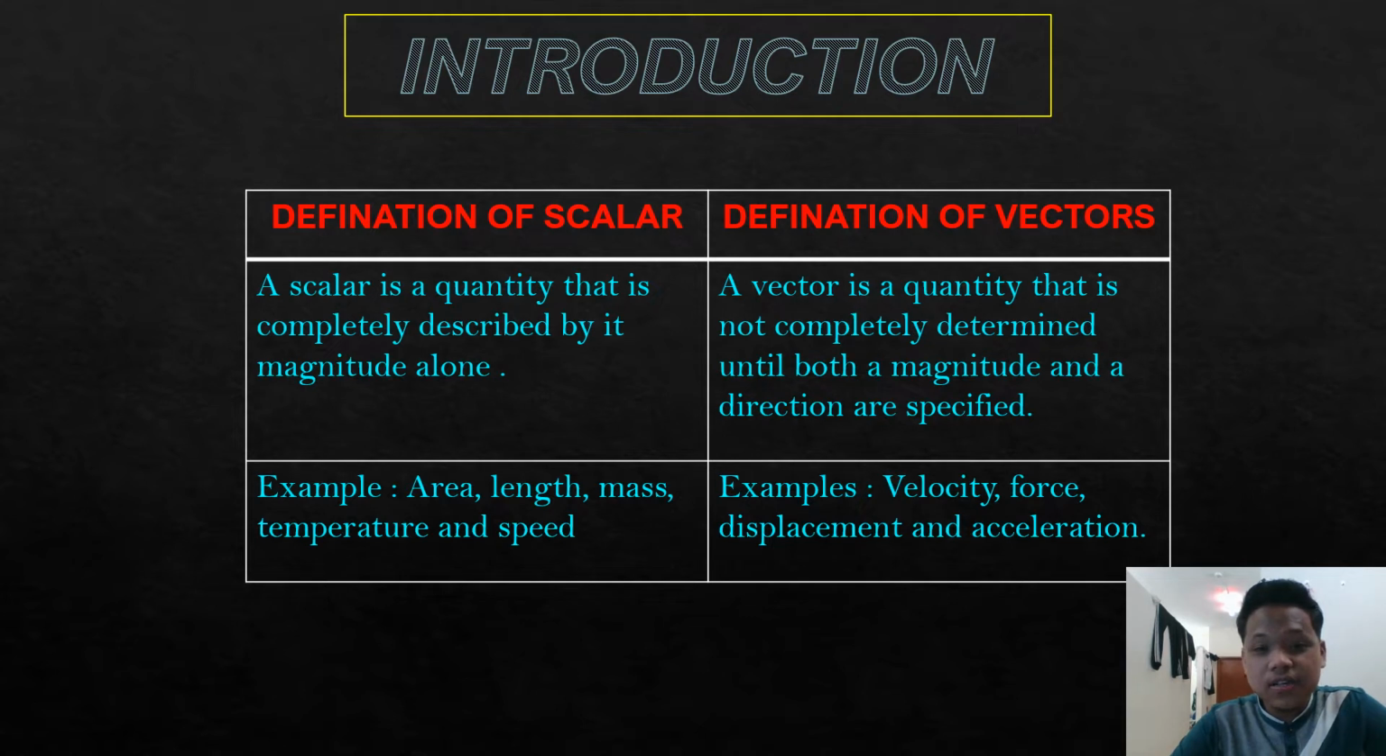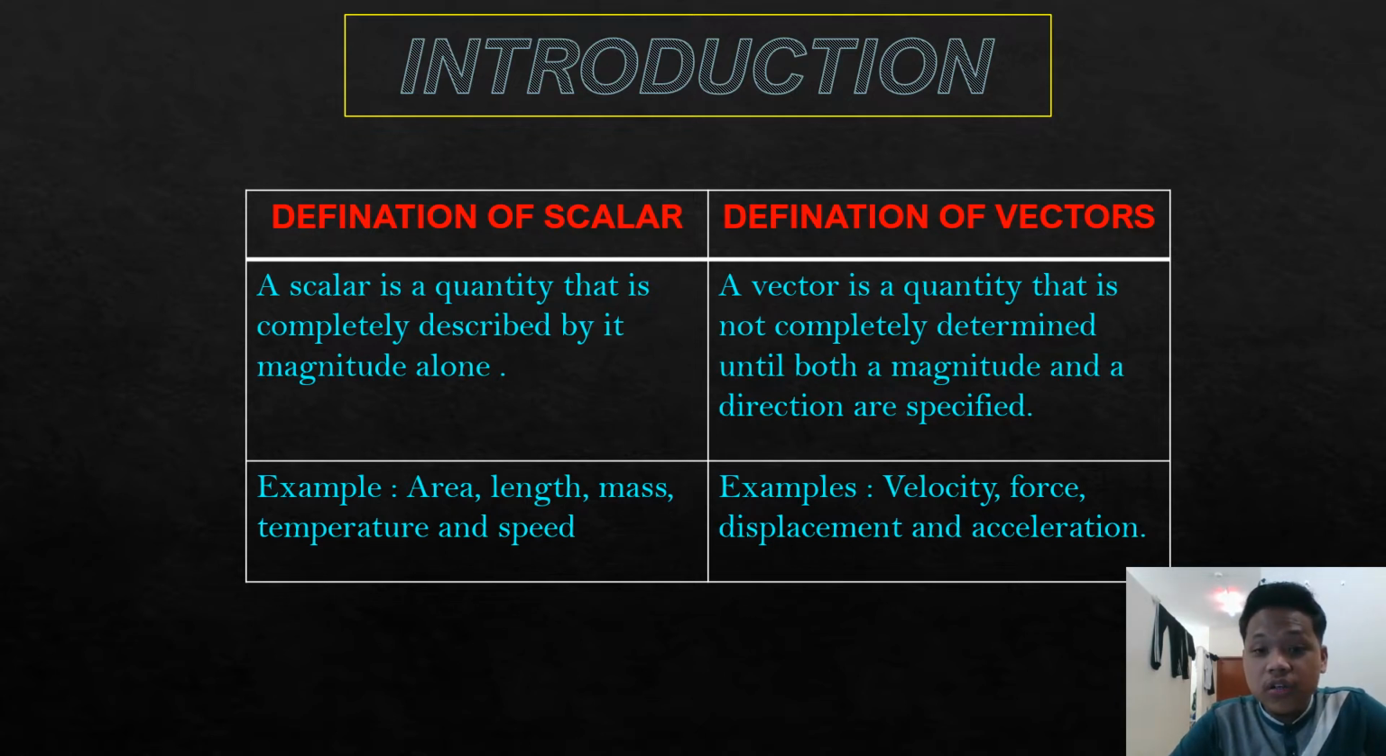Okay, next, introduction. Definition of scalar. A scalar is a quantity that is completely described by its magnitude alone. For example, area, length, mass, temperature, and speed.